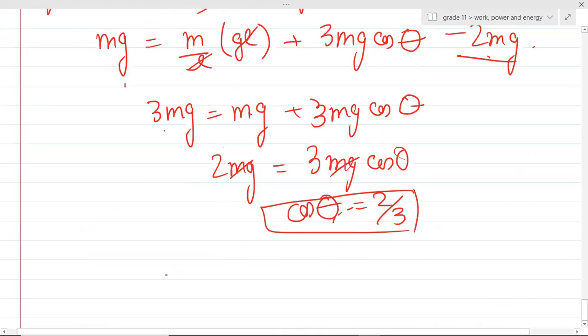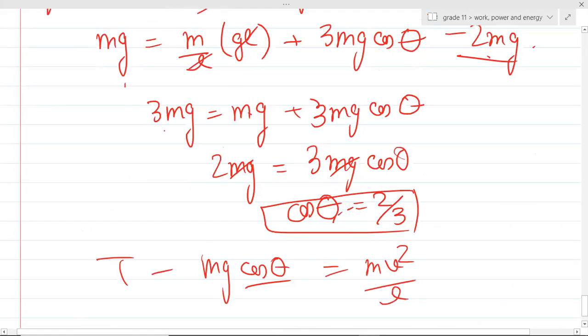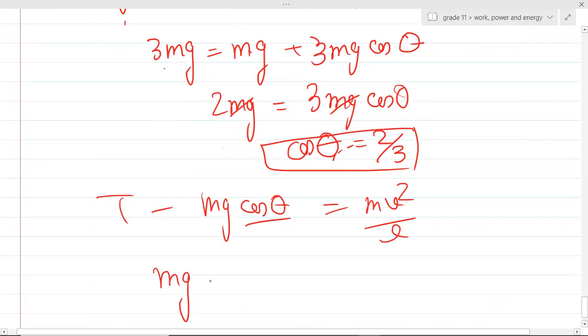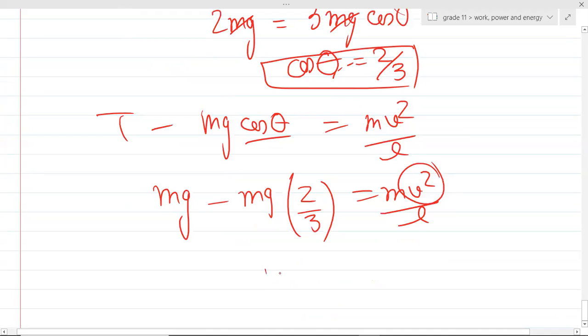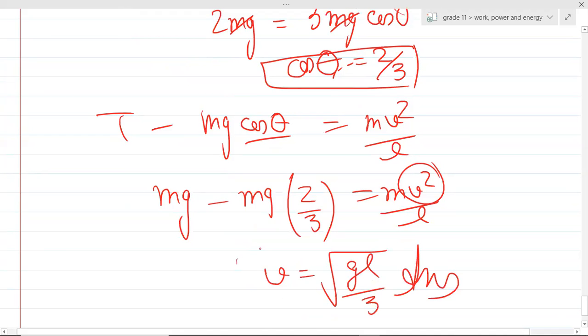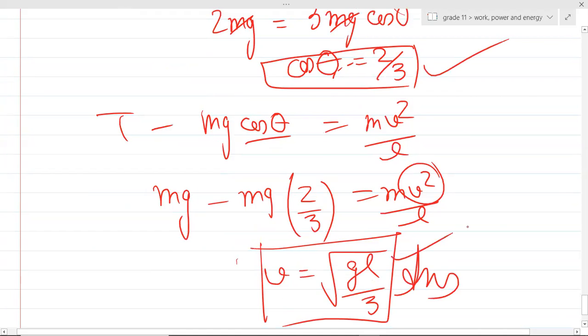So T minus mg cos theta was equal to mv square by L. The tension at this stage is mg, so mg minus mg into 2 by 3 equals mv square by L. And can you see from here you can find the value of v? Yes or no? When you calculate v, it will be under root of gL by 3, and that will be your answer. So from the given data I can find theta as well as the velocity.